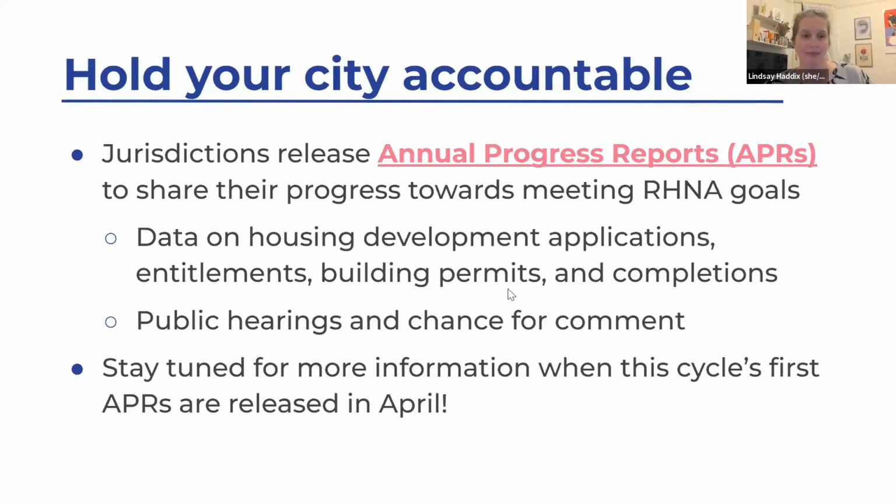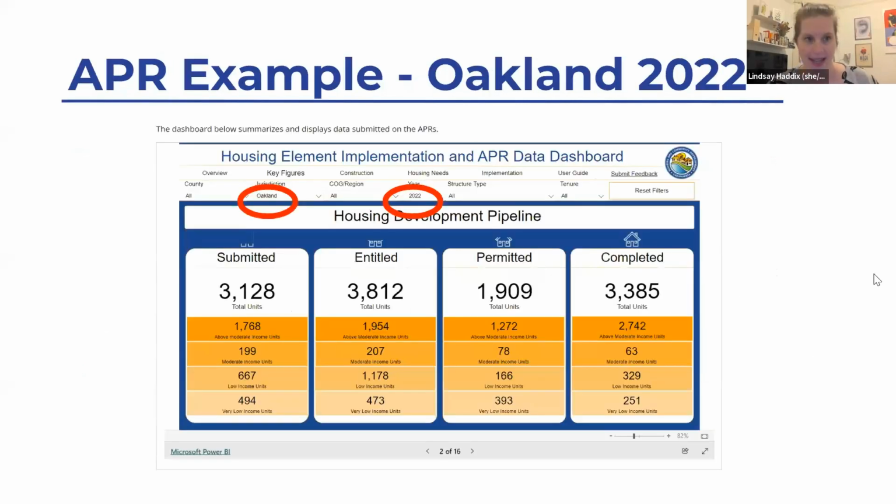In the meantime, you can go to the state's website. This is on the Housing and Community Development website, and you can look at the dashboard and the annual progress reports that have been published in the past. You can look at your city, your county, you can look at the whole state. In this example, I filtered for Oakland and filtered for 2022. As you can see, this shows how many building permits were submitted, entitled, permitted, and how many projects were completed and how many units resulted.